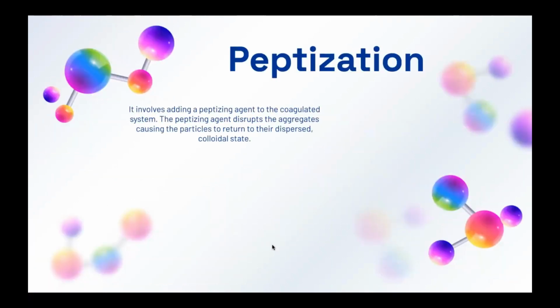So now I'm going to be talking about peptization. Peptization involves adding a peptizing agent, like an electrolyte, to the coagulated system. The peptizing agent disrupts the aggregates, causing the particles to return to their dispersed colloidal state. This is kind of wordy, so in simpler terms, it is the resuspension, reconversion of colloidal particles. Why is this needed? Peptization is for even distribution of the particles throughout the solution.